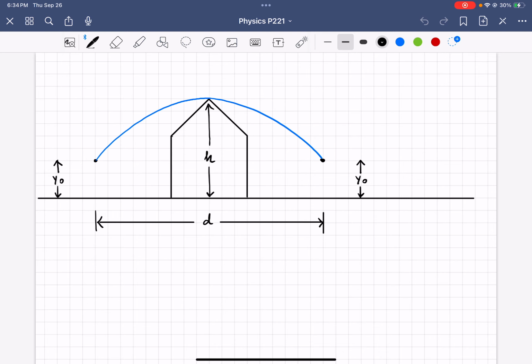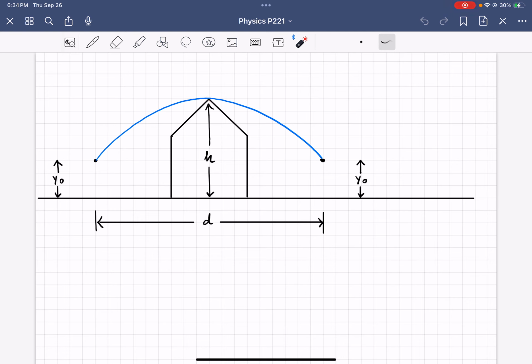Okay, so we want to know the minimum speed at which this projectile has to be thrown so that it just clears the structure here. And that means that when the object is here, it's going to be right at the peak of its trajectory, just due to the symmetry of the problem. So I'm going to make use of the fact that I know the velocity in the vertical direction at this point is 0 to do some calculations.